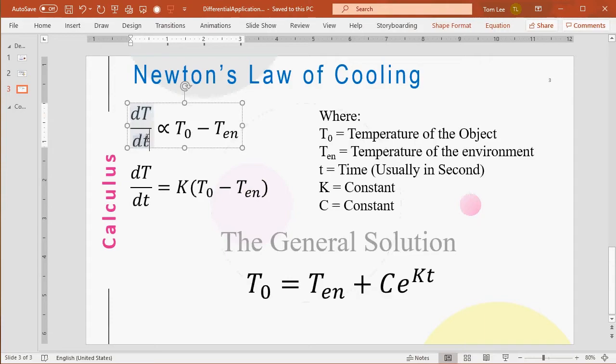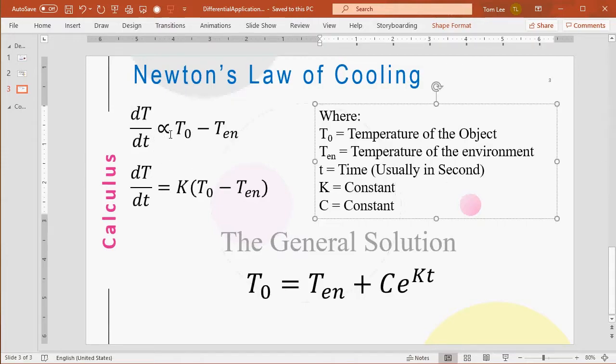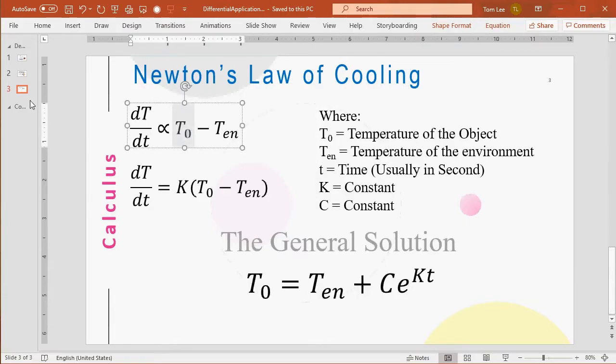dT by dt, where the capital T is the temperature and the small t is the time, usually in seconds, is proportional to T_O minus T_m. T_O is the temperature of the object, in this case the hot pot, and T_m is the temperature of the environment, in this case 25 degrees Celsius, and T_O in our example is 80 degrees Celsius. So the rate of change is directly proportional to the temperature difference between the hot object and the room temperature.